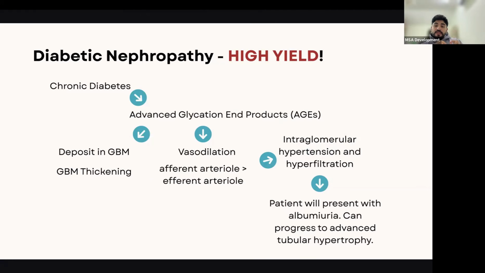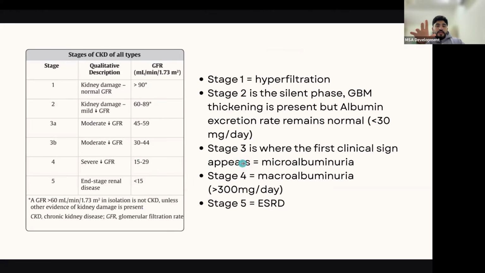And then, with time, after this high intensity of blood being pumped into the kidney with hyperfiltration, the patient may suffer from advanced tubular hypertrophy. So this is what really happens in a nutshell. Now, my question to you, and I'm going to keep you with it: at what stage does the patient come and present with albumin in his urine? So this is the answer.